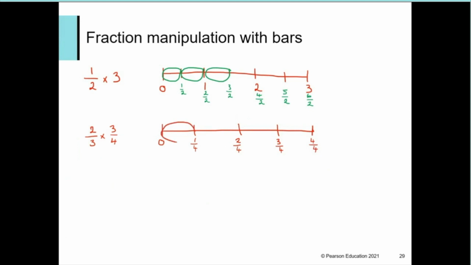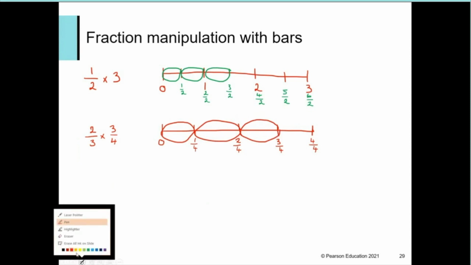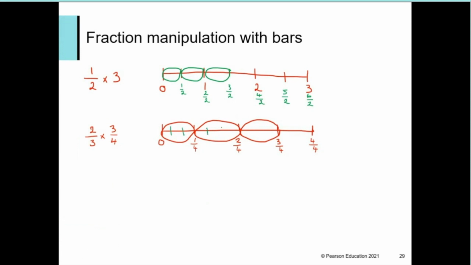So now I'm going to show where my 3/4 are. I've got 1/4, 2/4, and 3/4. Now I want 2/3 of that. So I'm going to split each one of these into 3. And then again, if you wanted to, you could put what each one of those is: 1/3, 2/3, 3/3, 4/3, 5/3, and so on. But I can see I've now split that up into 12 equal parts.